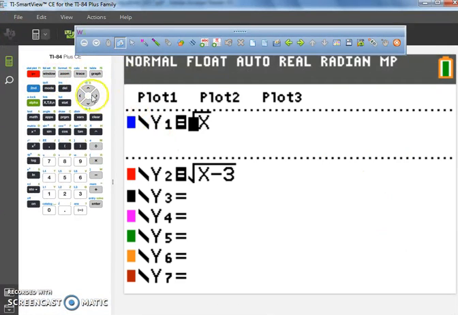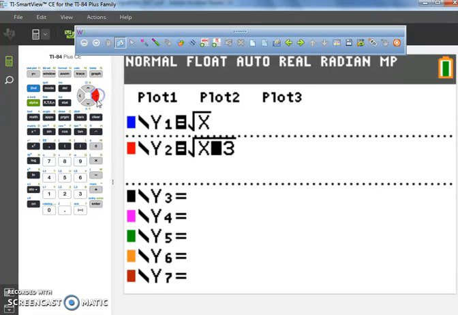Now let's go back over here, hit y equals, go down to y2. Let's change this to, say, plus a 4. Let's go plus 4.